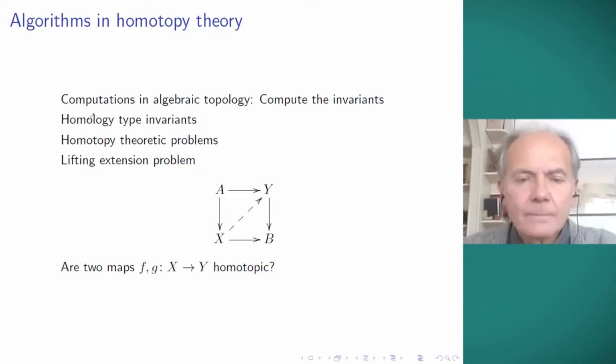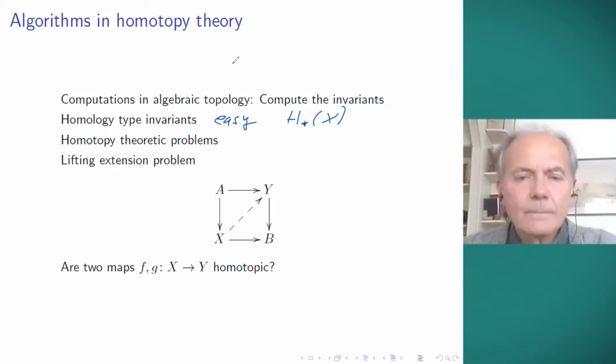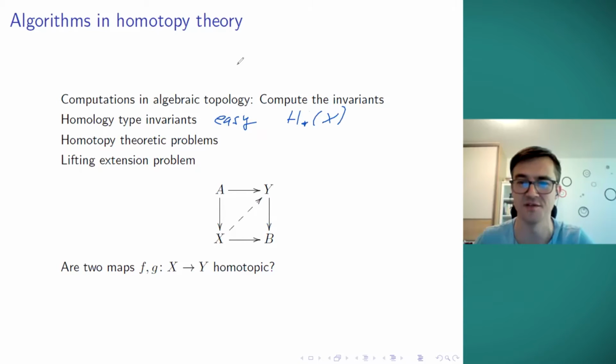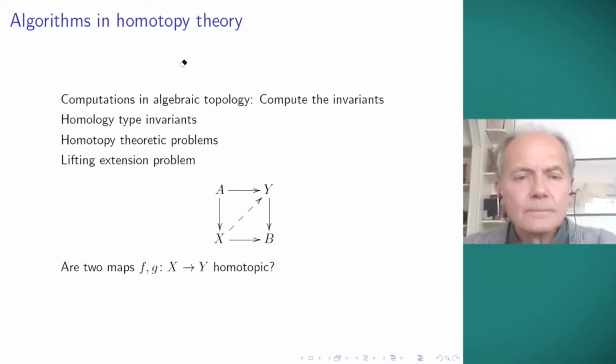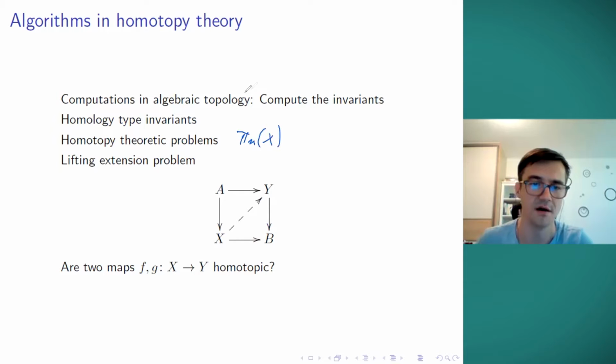Right, so these are, I would say, easy. Of course, depending on what you want to do. If you want to compute the homology of a simplicial complex really fast, I guess it's not that easy. But conceptually, someone gives you a simplicial complex, you should be able to compute homology and cohomology. But with homotopy, say you want to compute homotopy groups, you want to compute pi of X, that's harder.